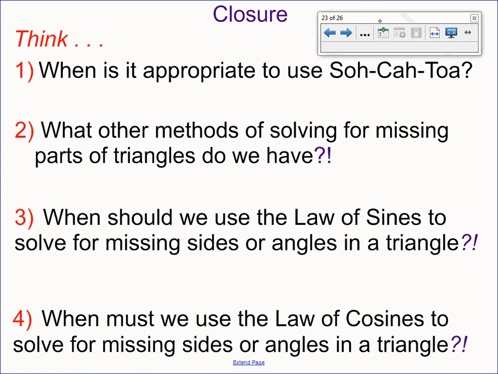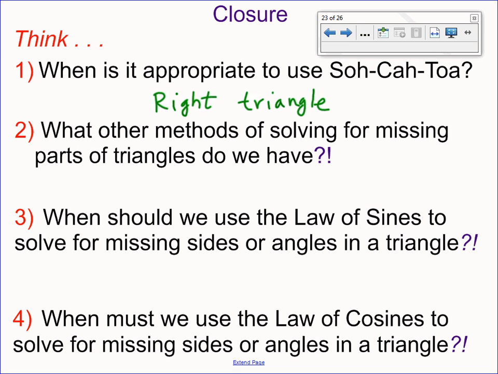Written response for each, and then I'll call on you to share with the class. Okay, ladies and gentlemen, go ahead and share. When is it appropriate to use Sohcahtoa? Kendall? When dealing with the right triangle. Good, thank you. When we're dealing with a right triangle, then we're authorized to use our sine, cosine, and tangent trig ratios. So we need a right triangle in order to use Sohcahtoa.